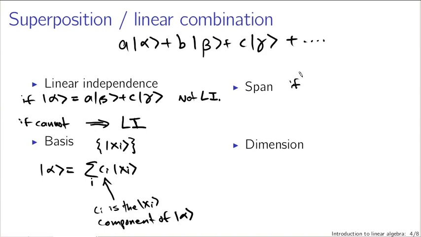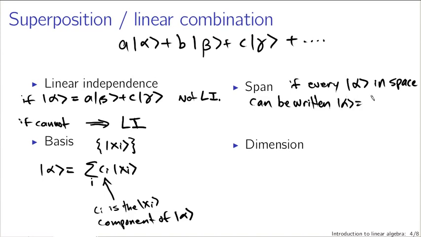So, for instance, let me write, if every alpha in some space, the space that we're interested in, can be written like this, alpha equals sum over i of c sub i times ket x sub i, we say the set of basis vectors x sub i spans the space we're interested in. For instance, the x, y, and z unit vectors in Cartesian three-dimensional coordinates span all of three-dimensional Cartesian space.